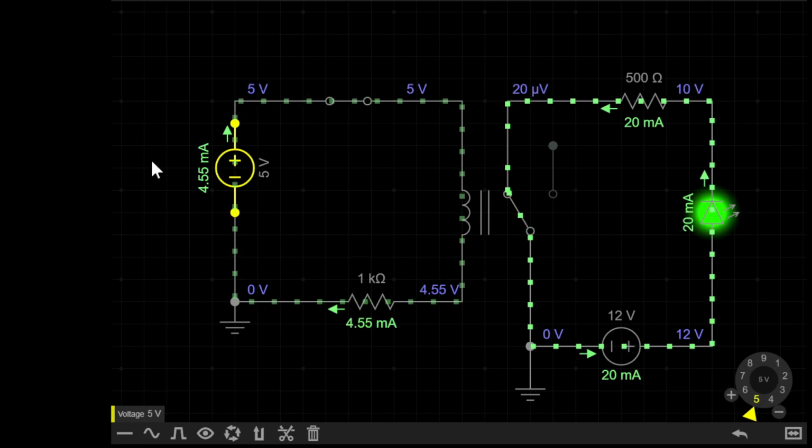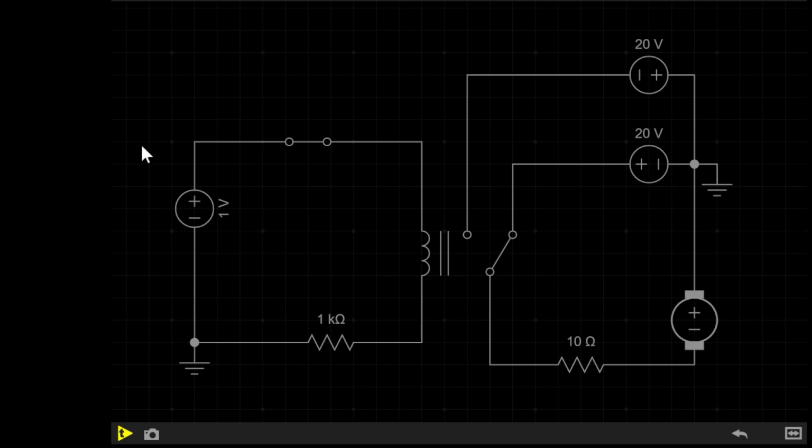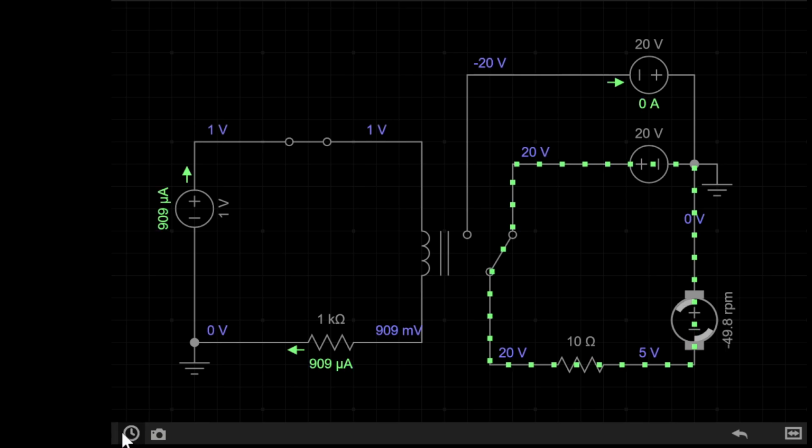Relays have lots of uses but are often used by having a low power circuit switch a higher power one. In this circuit, I have a similar setup on the primary side, but the secondary side has 2 power supplies instead of just 1, along with a motor and a small resistor. If I simulate the circuit, you can see the motor begins to spin.